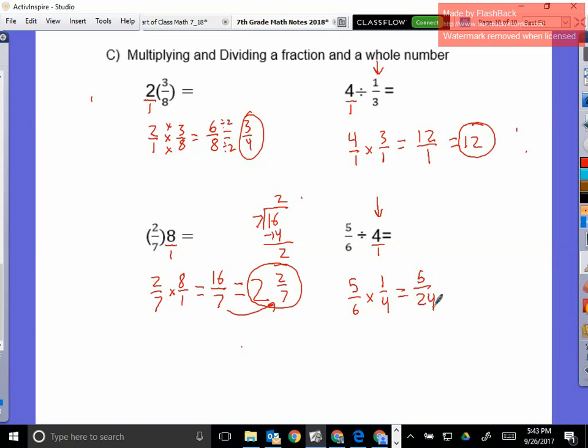We don't have to simplify that. There is nothing that'll go into both 5 and 24. If you guys remember, right, 5 is a prime number. Okay, some of you guys probably recognize that. Good job. All right, if you didn't, that's okay.